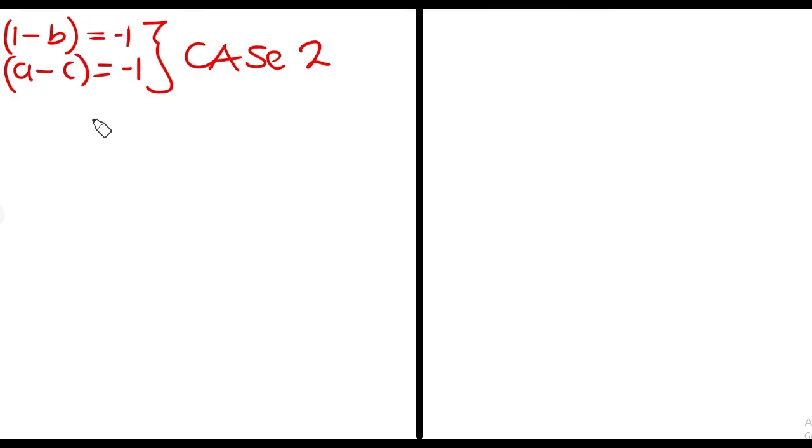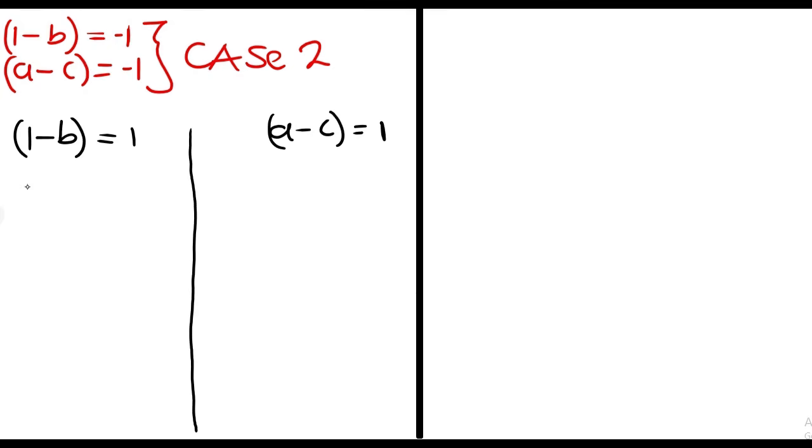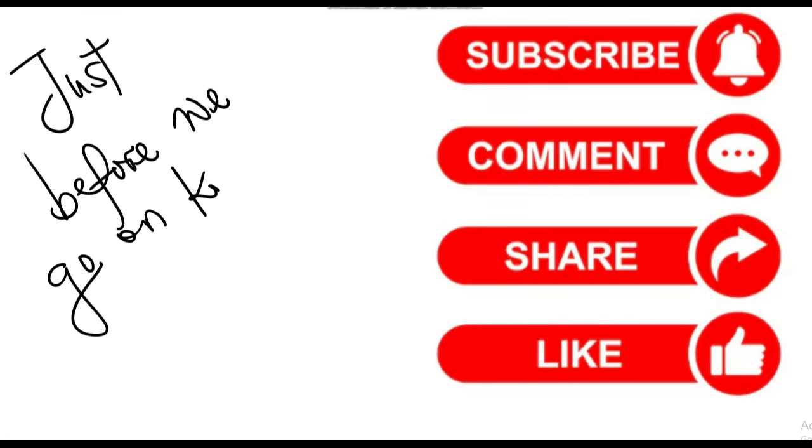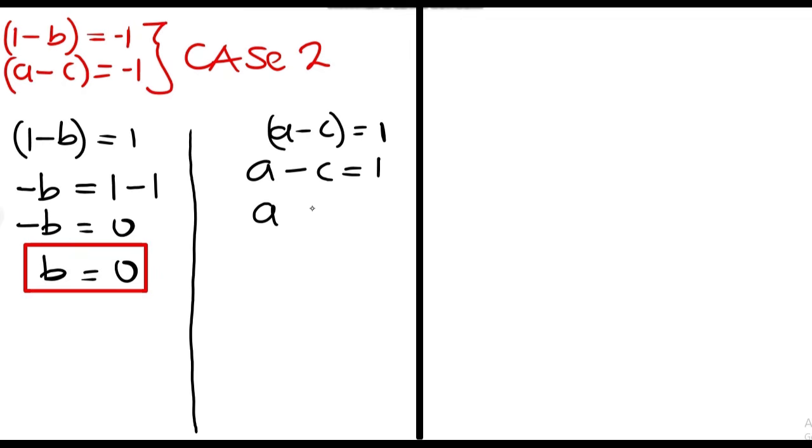So starting from case 1: 1 minus b equals 1, then a minus c equals 1. If I demarcate this, then I say minus b equals 1, then transfer this one to the other side. I have minus b equals 0, so b is just equal to 0. That is for b equals 0. Then for the remaining one, a minus c equals 1, so I can say a is just equal to 1 plus c.